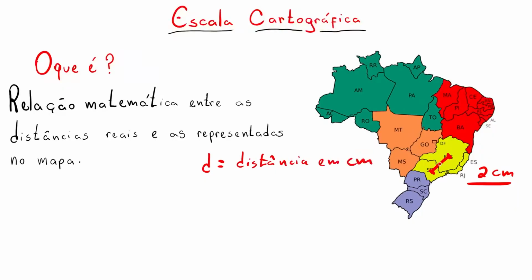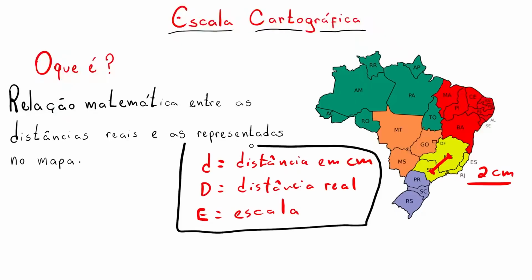Centimeters, that is, the distance I measure with my ruler here on the map in centimeters, can be D, which is the real distance, or it can be E. What is E? The scale. So, the exercises will always ask you for one of these basic quantities here. It could be the distance in centimeters on the drawing, the real distance on the ground in real life, or the scale, one of these 3.